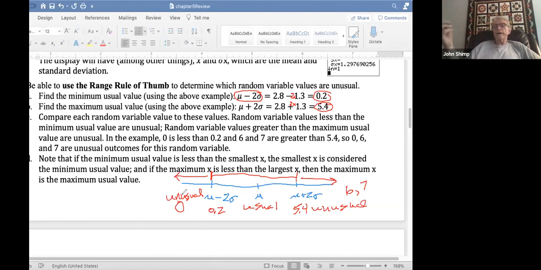In other words, if we randomly pick a value of X, it would be unusual for us to end up with a 0 or a 6 or a 7. Anything else would be considered what we would expect to see. Anywhere between 0.2 and 5.4, we would expect to see those numbers. But if we get a 0 or a 6 or a 7, we would not expect to see those numbers. Those are numbers that are unusual. So you need to be able to make that distinction. You need to be able to find the minimum usual value, find the maximum usual value, and determine what values of the random variable are unusual.